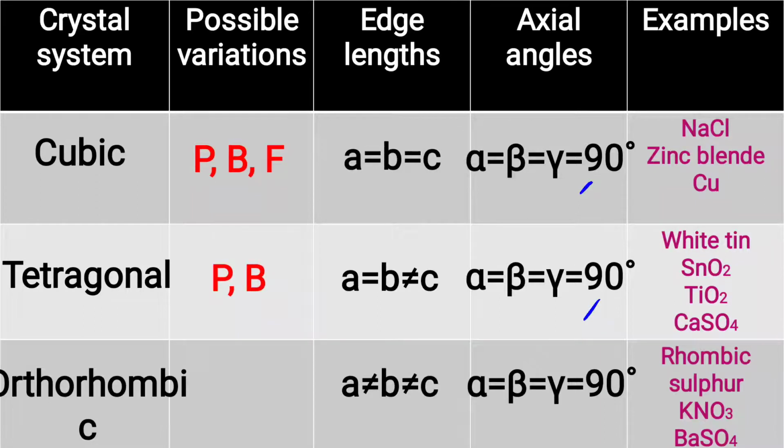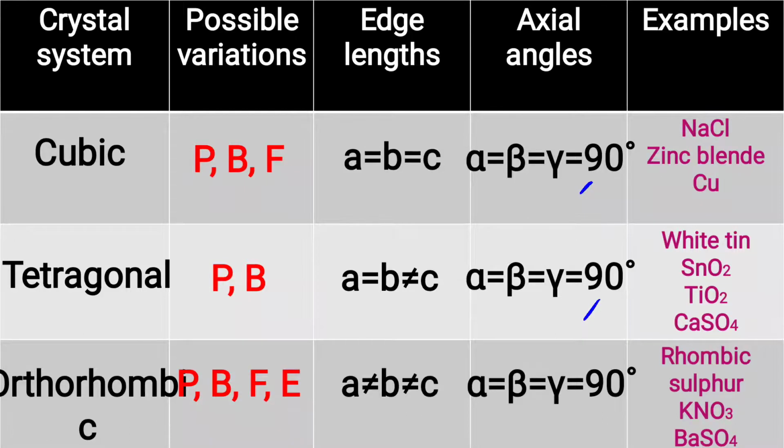Here the only 2 possible variations are primitive and body-centered unit cell. And in an orthorhombic case, the possible variations are all the 4. You can see primitive, body-centered, face-centered as well as end-centered unit cell. Examples for a tetragonal: we have white tin, stannic oxide, titanium oxide, calcium sulfate. And for an orthorhombic crystal system, we have rhombic sulfur, potassium nitrate, barium sulfate.